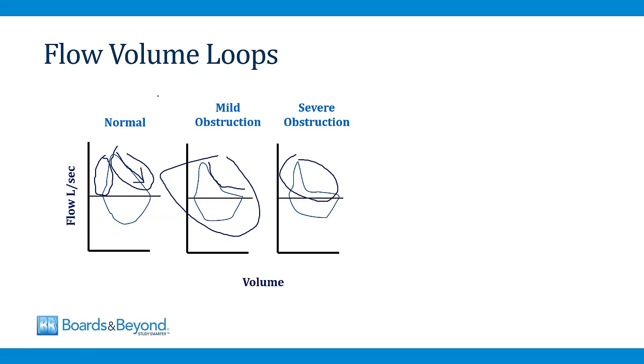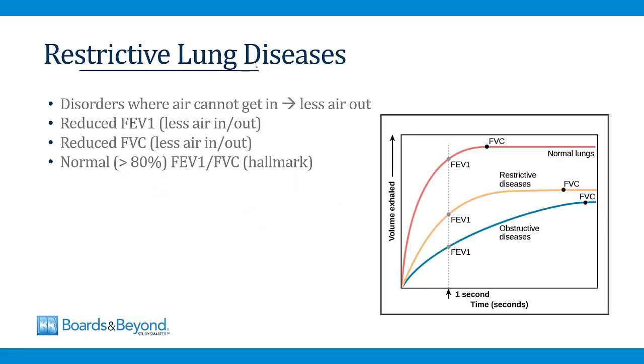Now let's talk about restrictive lung diseases. These are disorders where air cannot get into the lungs, and because the lungs can't fill, because they're restricted from filling for some reason, less air gets in and therefore less air is necessarily going to get out. If you look at our graph again from spirometry on the right side of the screen, patients with restrictive diseases are shown on the yellow curve. Notice that the FEV1 falls just like it does in obstructive disease. The FVC also falls just like in obstructive disease. The big difference, however, is that the FEV1 does not fall as much in restrictive disease as it does in obstruction.